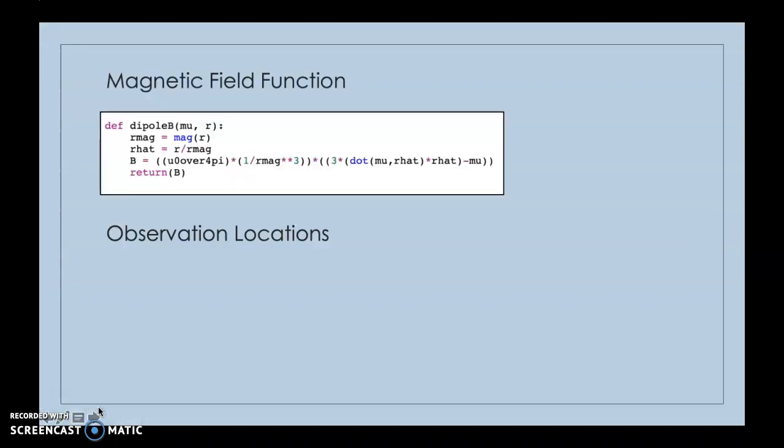The following function calculates magnetic field by taking in mu and r parameters, calculating the magnitude of r and r hat, and plugging these values into a coded version of the given magnetic field equation shown on the left.